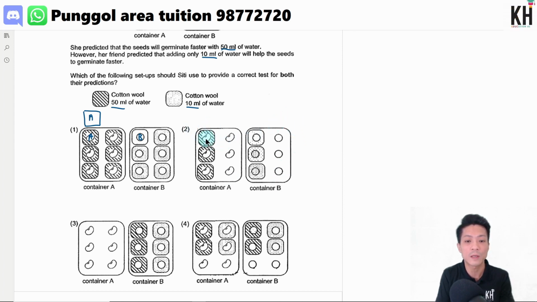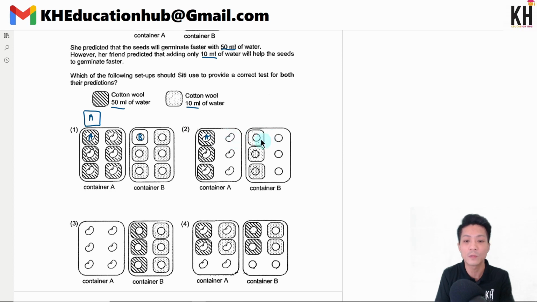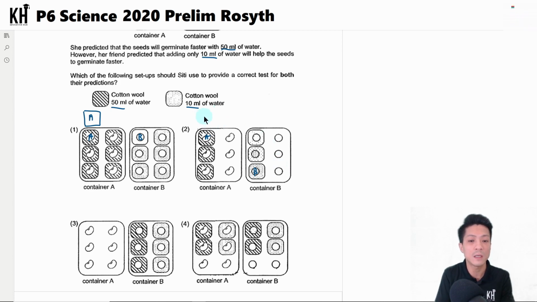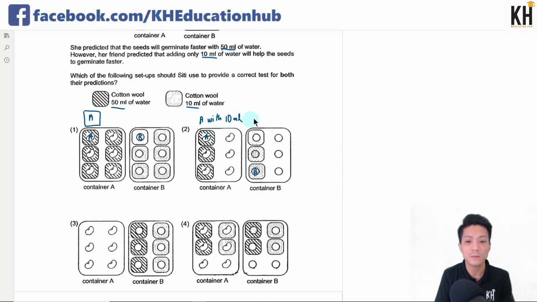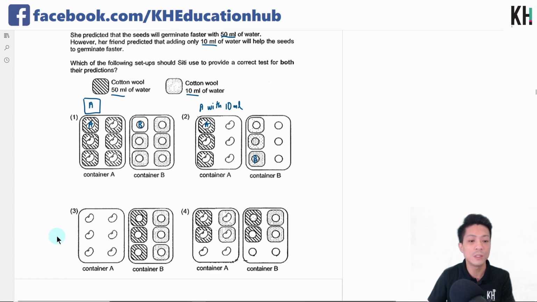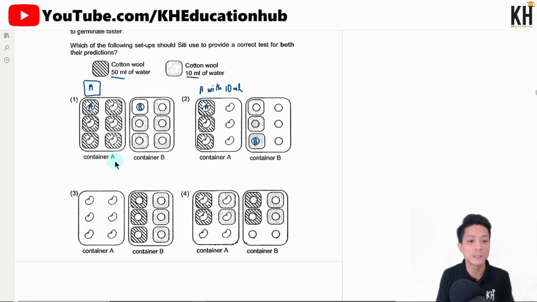Number 2, yes, you have A with water and A without water. You have B with 10 and B without. But I need A with 10 ml. They don't have the option where I can compare A with 10 ml. So option 3 is also wrong because I can't compare type A at all.